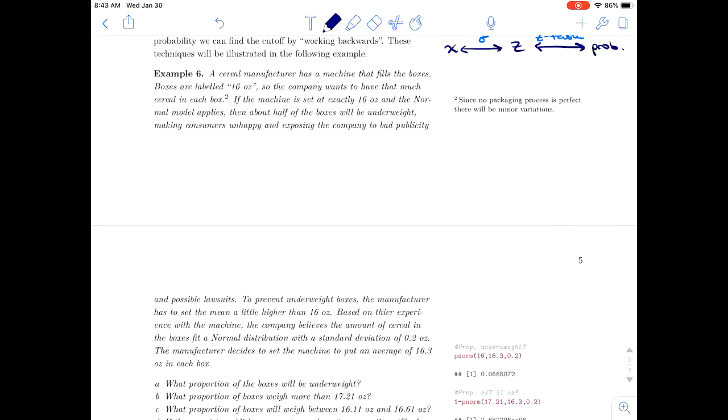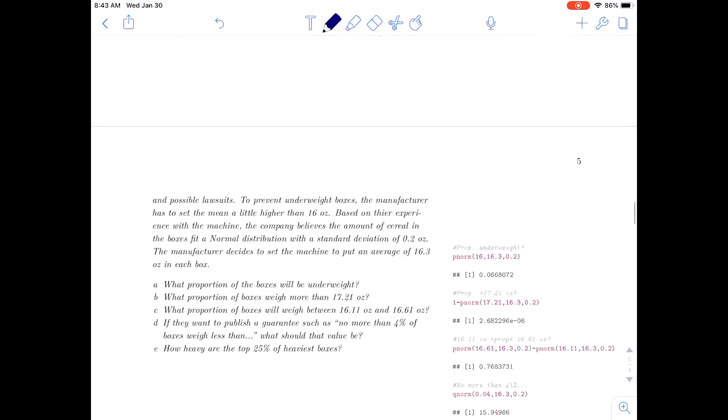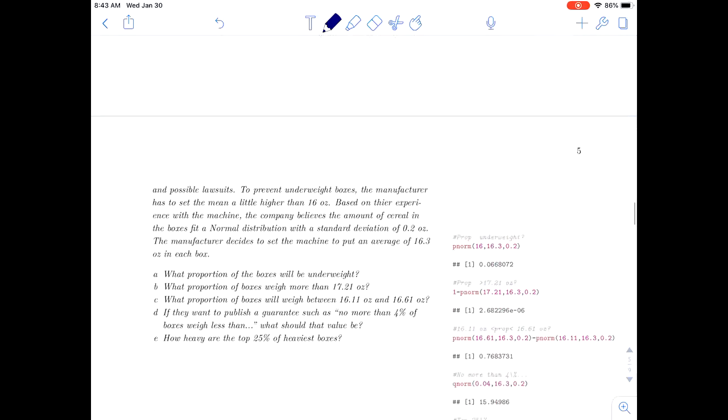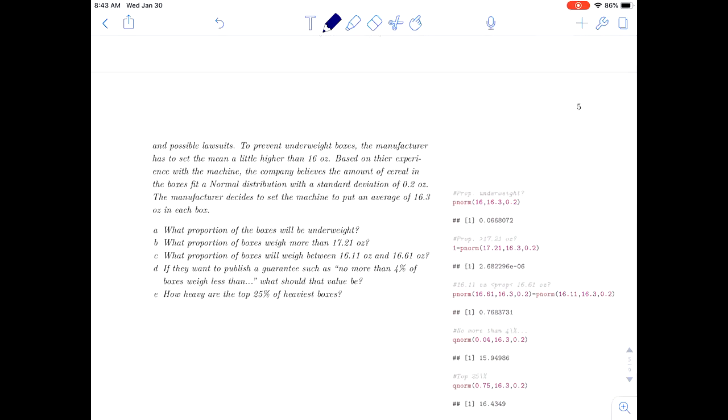So you set it to fill to, and then there's this warning. Then about half the boxes will be underweight, making consumers unhappy and exposing the company to bad publicity and possible lawsuits. To prevent underweight boxes, the manufacturer has set the mean a little higher than 16 ounces, of course. So you want to shift where it's filling to, so that you're not constantly getting all these underweight boxes, half the time.